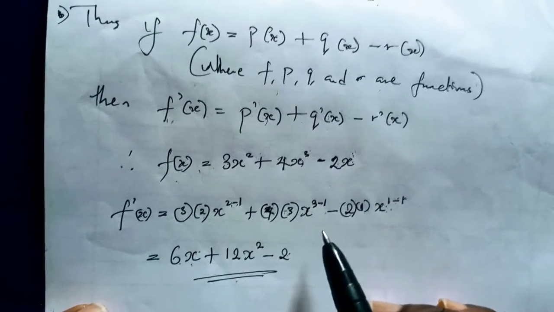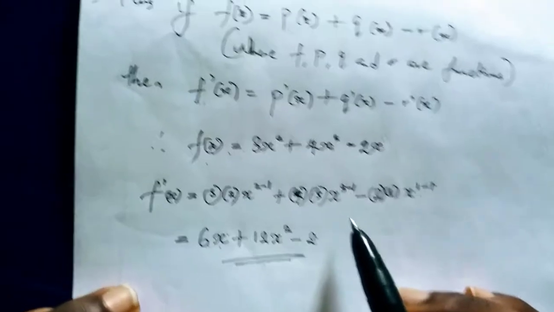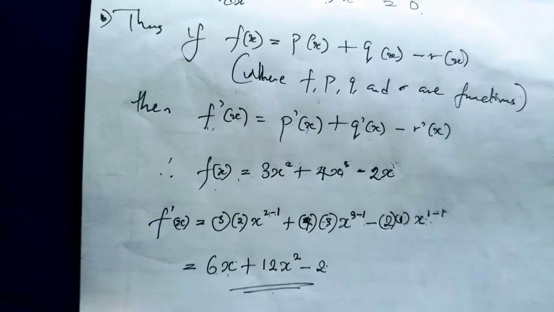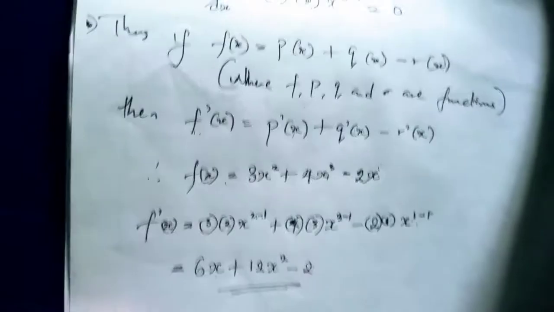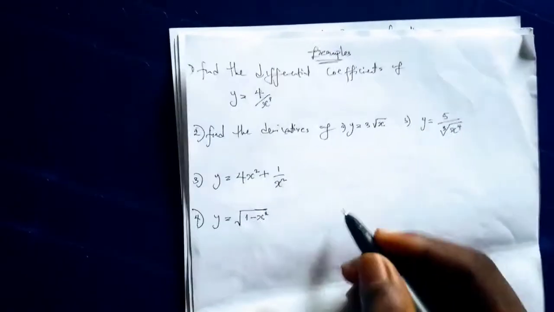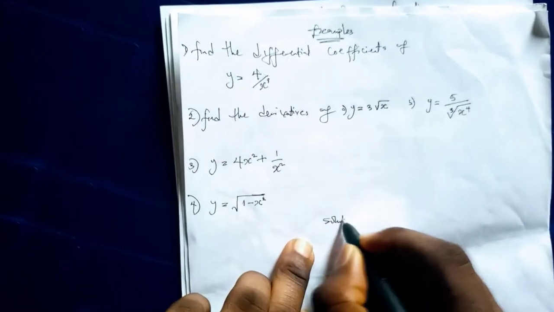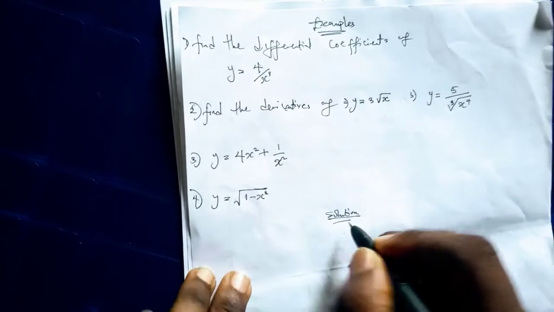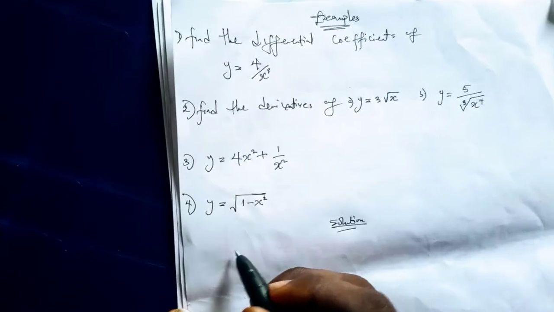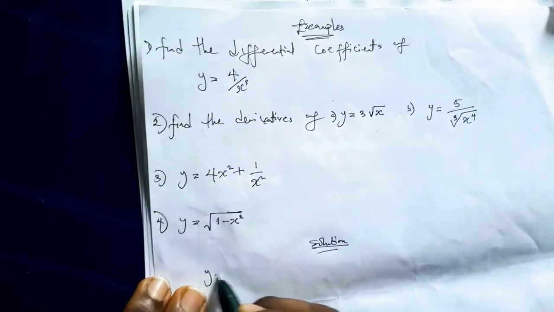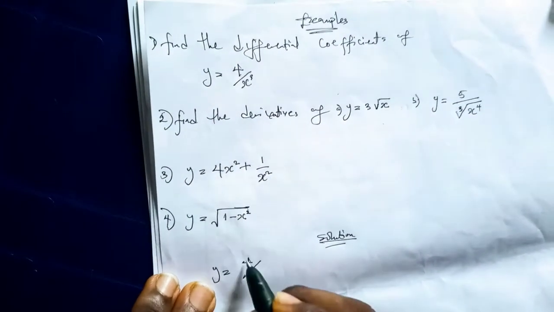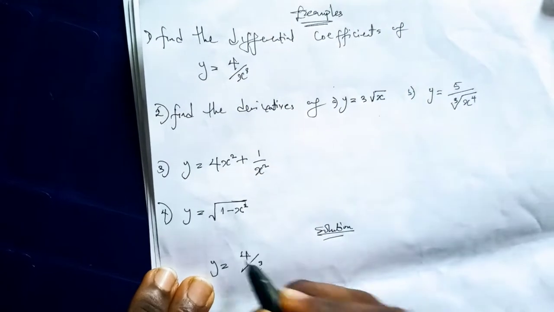100 raised to power 0 is 1. 5 raised to power 0 is 1. 10 million raised to power 0 is 1. So let's look at some examples. Let's solve some examples on this. And we can see example 1. We are asked to find the differential coefficient of y equal to 4 divided by x cubed.